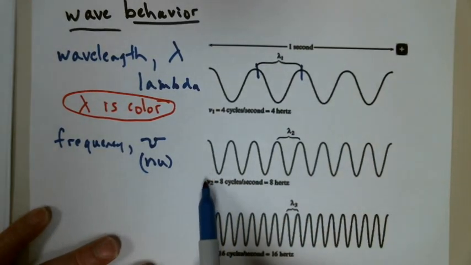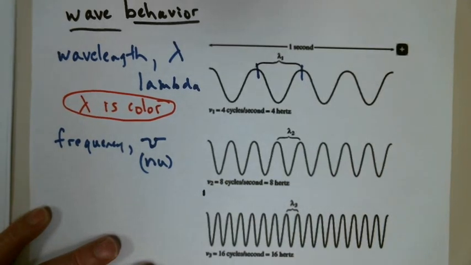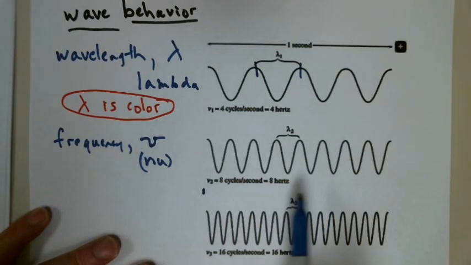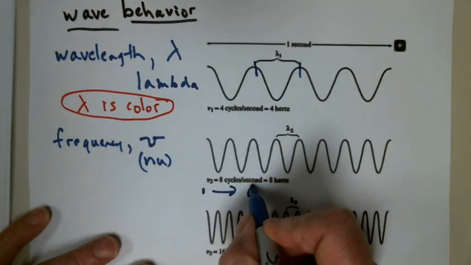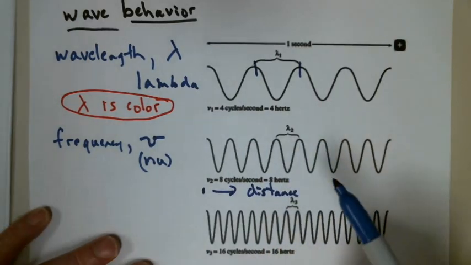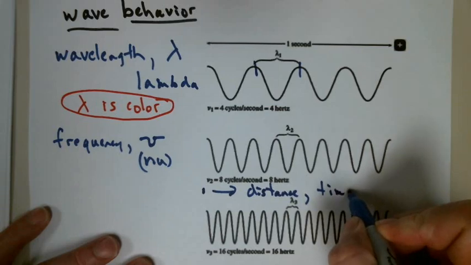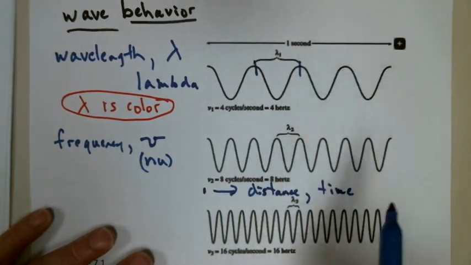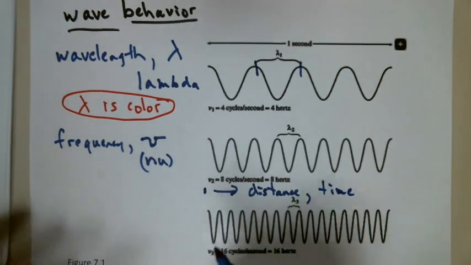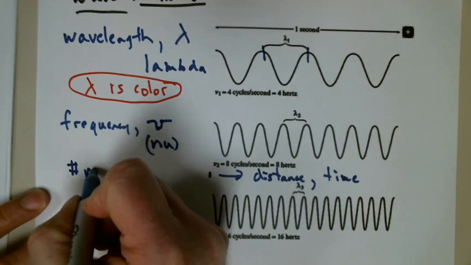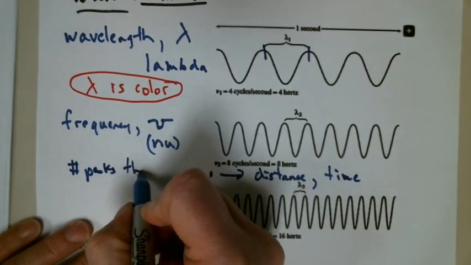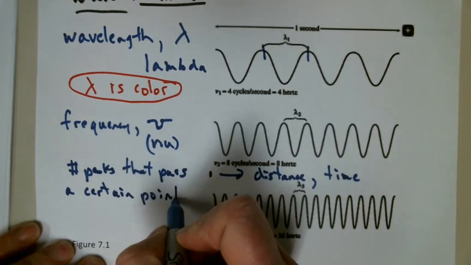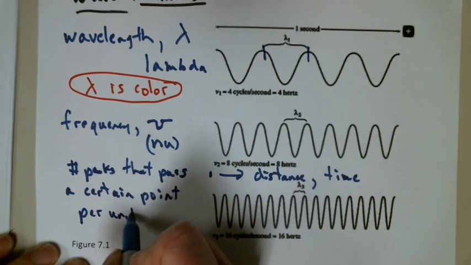We can look at this graph in one of two ways. We can look at it as if we're standing here looking down the light beam, if we could do such a thing, and seeing the oscillations up and down as a function of distance. So this could be distance, hence the wavelength, or it could be time. Time would be if I'm a stationary observer watching this go by, and the oscillation is going up and down and up and down. That's what frequency is then. So these are related. The frequency is the number of peaks that pass a certain point per unit time.